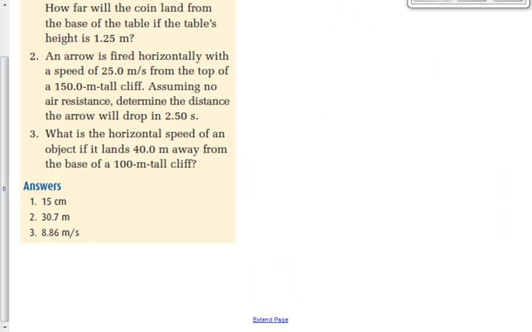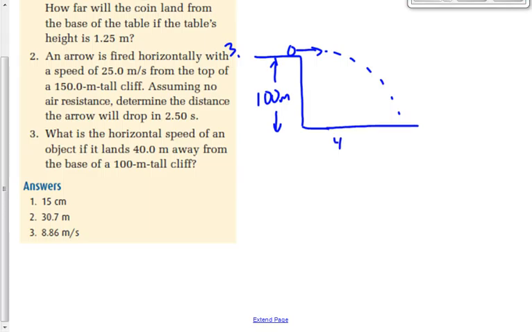Question 3 says, what's the horizontal speed of an object if it lands 40 meters away from the base of a 100-meter high cliff? Here's my 100-meter high cliff. It lands 40 meters away. What's the shape of that path again? It's a parabola, right? It's a half parabola. We want to know what this speed is up here.